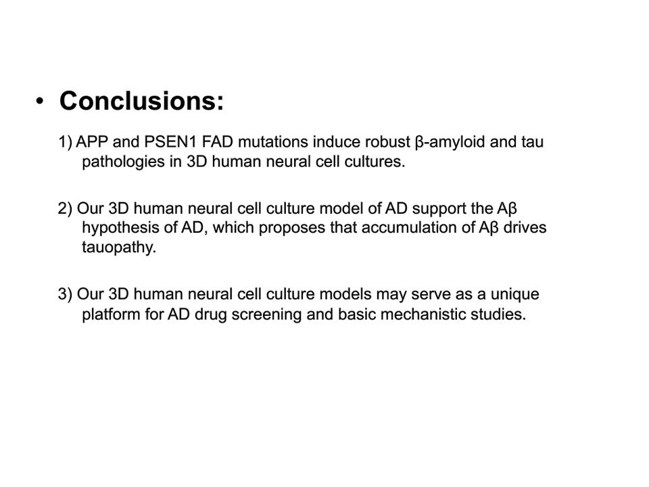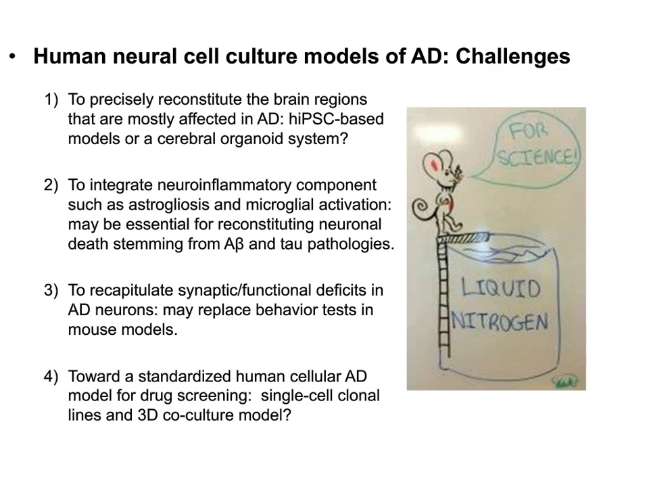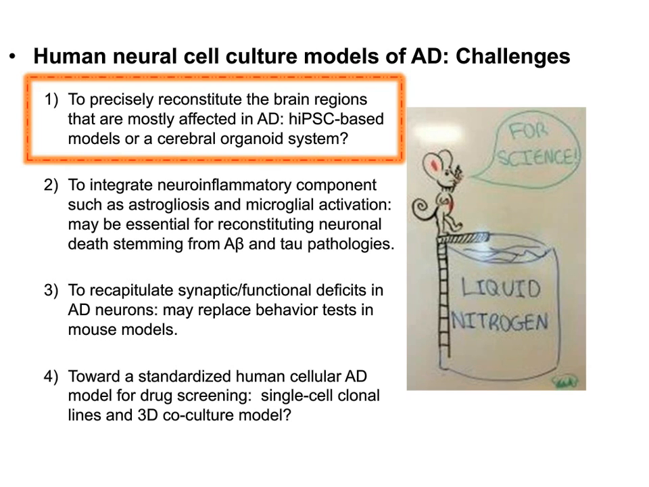And this is the last slide, and as you can see, we may recapitulate some of the AD pathogenesis in our cell line model, but there are many challenges. One of the major challenges is to precisely reconstitute the brain regions that are most affected in AD, so hippocampus and the cortex. And maybe iPSC-derived models and or even cerebral organoid models will help reconstitute these structures.